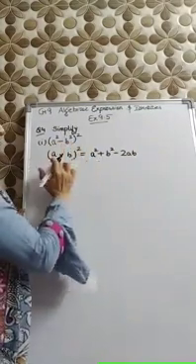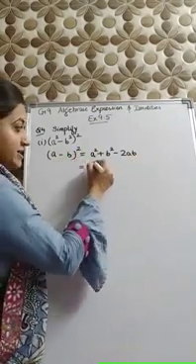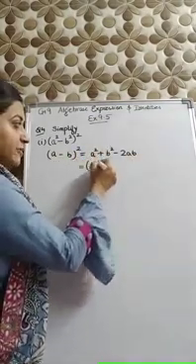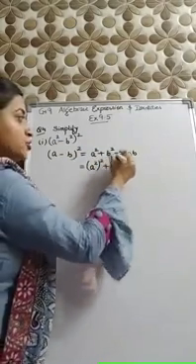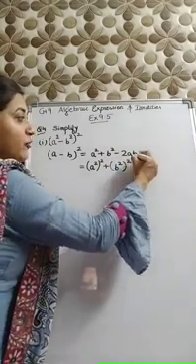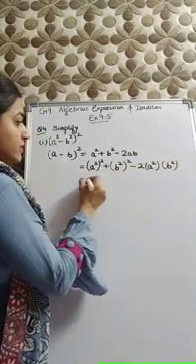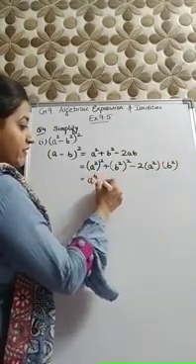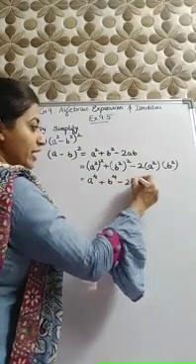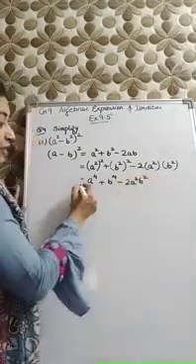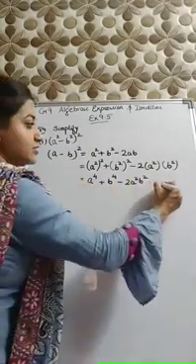Now put the values of a and b in the right hand side. Value of a is a² and this square will be kept the same. Value of b is b² and this square will be the same. Now solve this. This will give you a⁴ + b⁴ − 2a²b². All these are unlike terms, so it can't be solved further. So this is your answer.